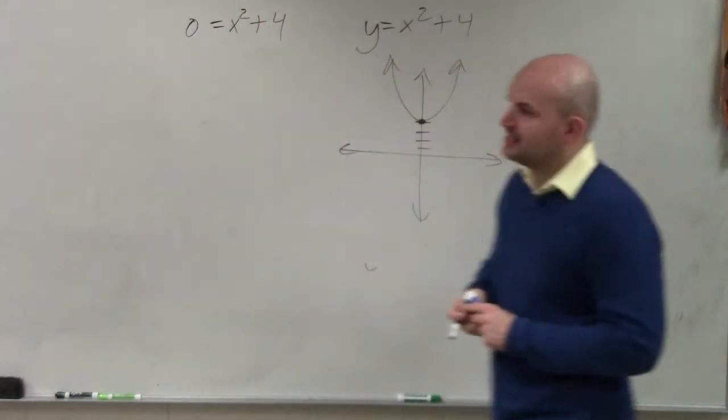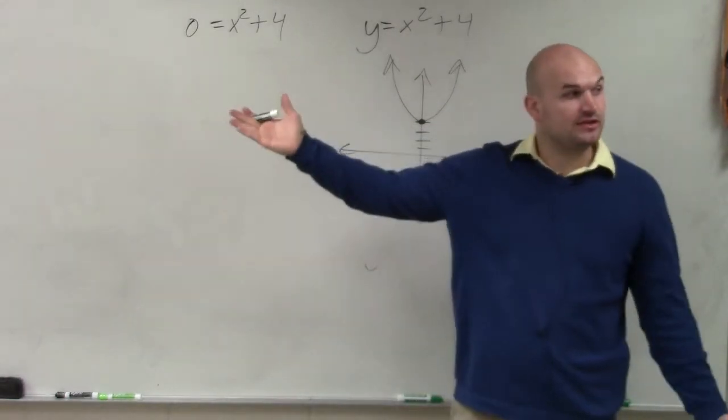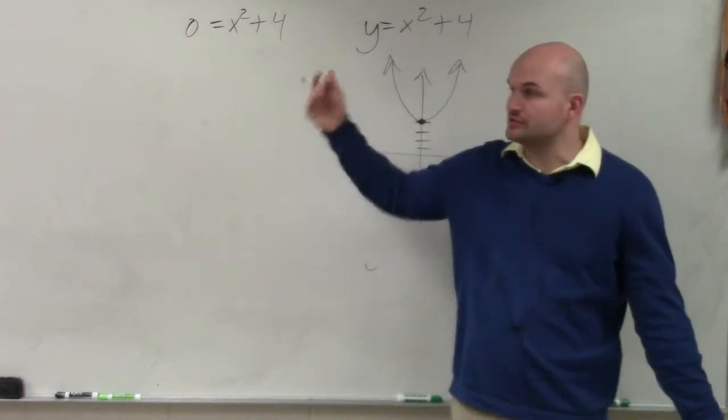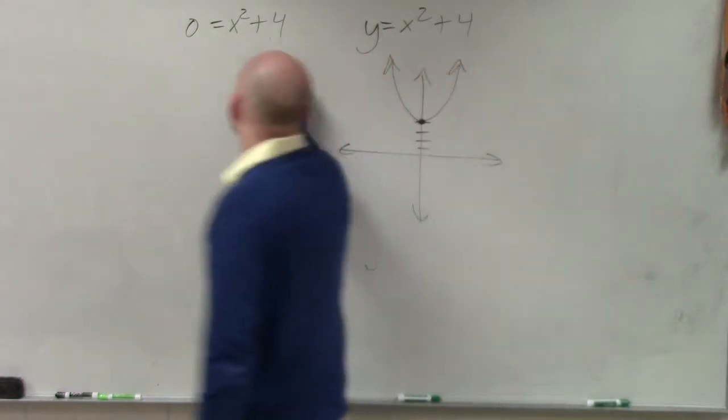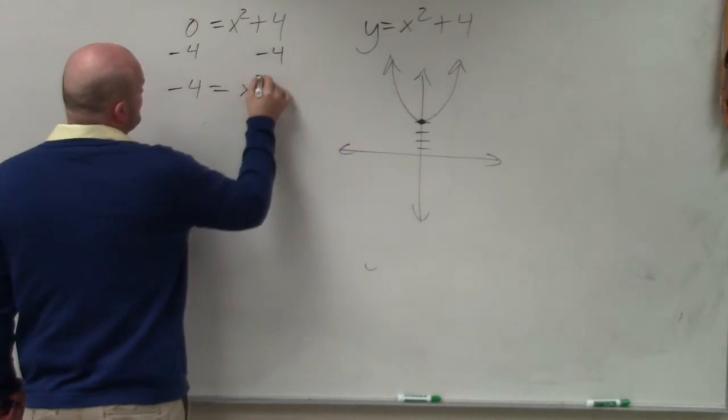Now, using our solving techniques, Amelia, that's not what you need to do. We can't use the difference of two squares, but we can use the square root method. So I subtract 4, negative 4 equals x squared.